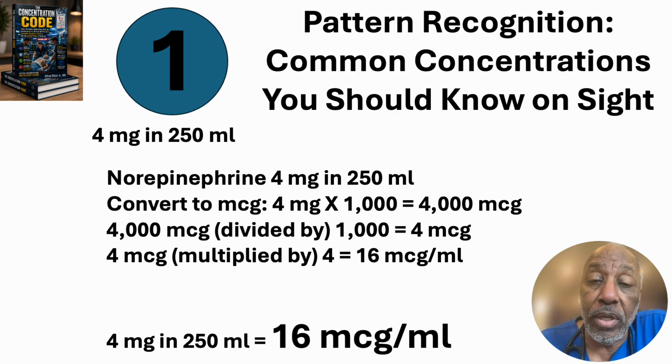When you see 4 milligrams in 250 milliliters on any bag of any drug, your brain should produce 16 micrograms per milliliter without any conscious calculations. That's the target. 16 is the answer. It should come automatically.